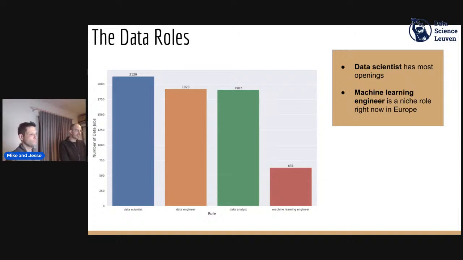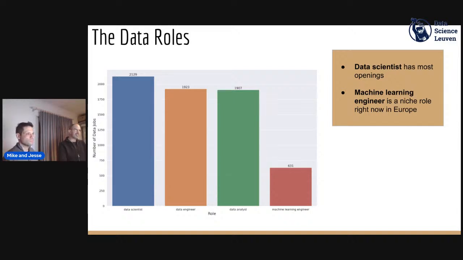And one of the most interesting things, or the things that surprised Jesse and myself, was the relatively strong demand for data analysts. Especially with all the hype around data science, who gets talked about? It's the data scientists and the engineers, the ML engineers. But it's interesting to see that the demand for data analysts is basically just as high as that for data scientists and for data engineers.